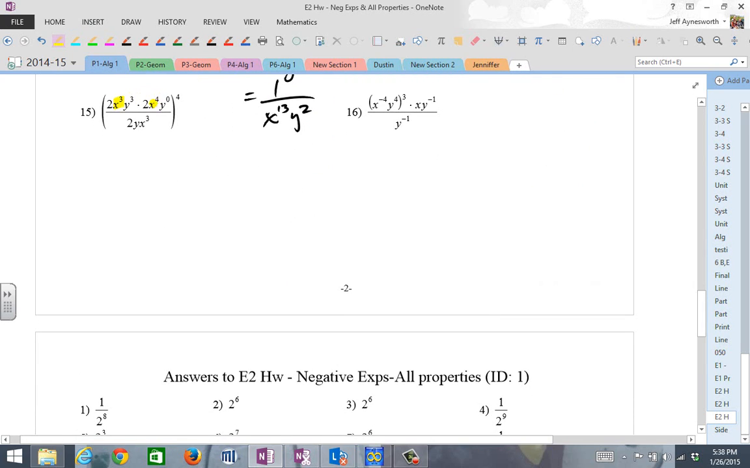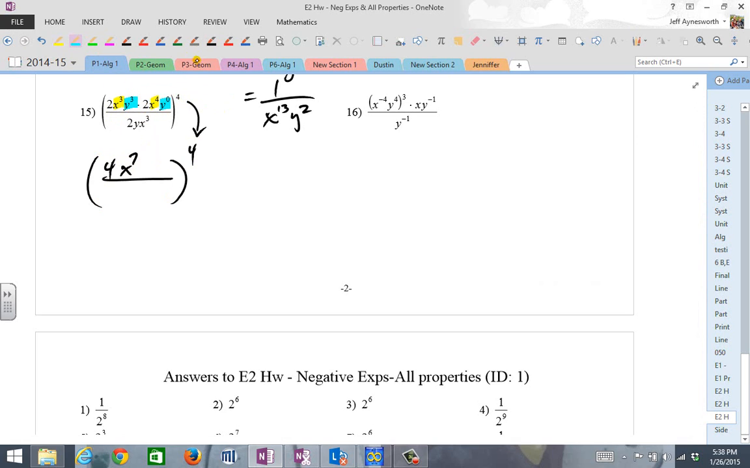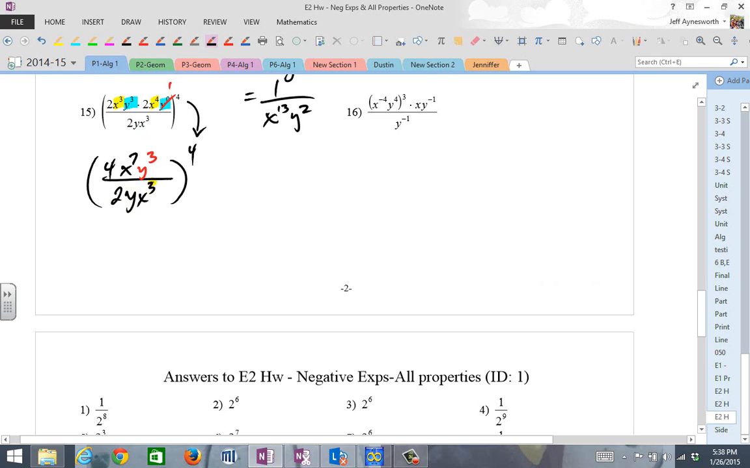Okay, x cubed times x to the 4th. Let's see, I've got 2 times 2 is 4. X cubed times x to the 4th is x to the 7th. Y cubed times y to the 0. Well, first of all, y to the 0 is 1, so I just have a y cubed here. And I have 2y times x cubed. Simplify a little bit. 2 into 4 is 2. And then I got to simplify a little bit here.